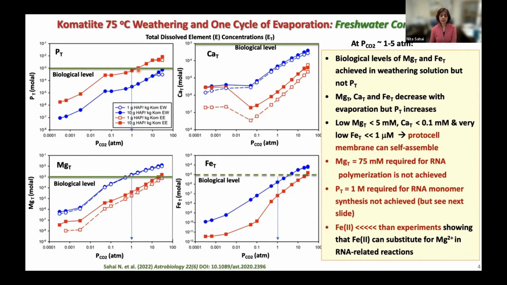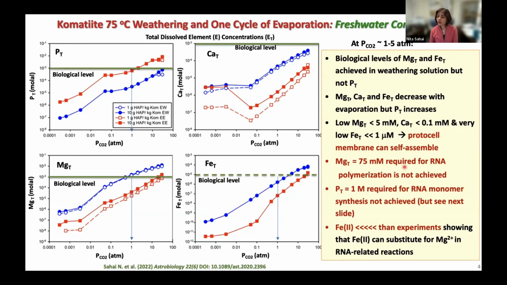So the important point here is that you have very low divalent cation concentrations. And so this is good because then the fatty acid protocell membranes can self-assemble. Those fatty acids are very sensitive to divalent cation concentrations. But since we show that these are so low here, then the membranes can be stable if they're fatty acid based.